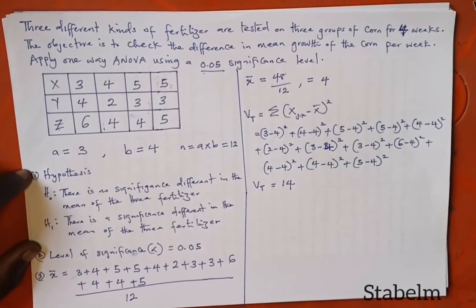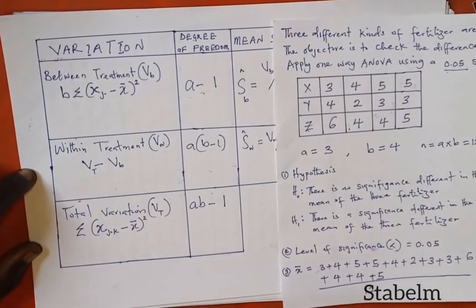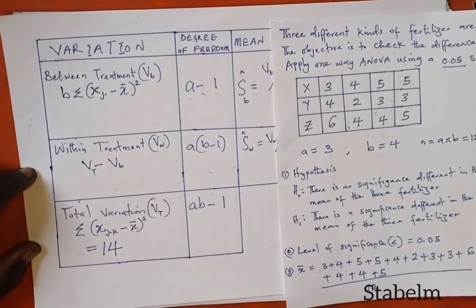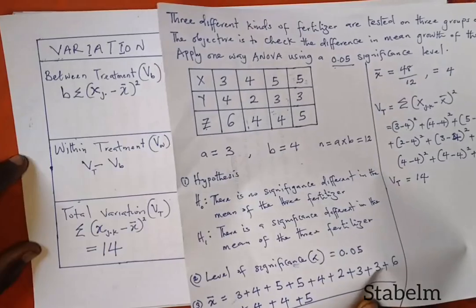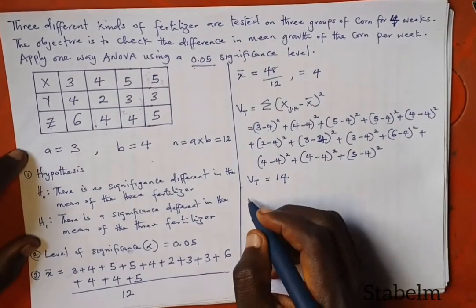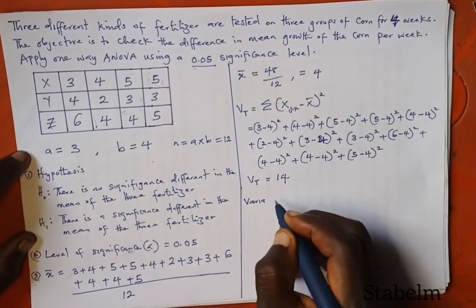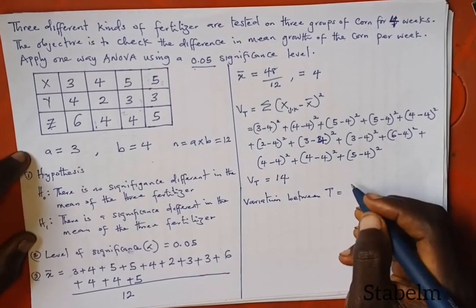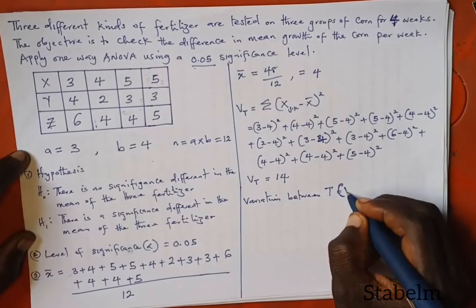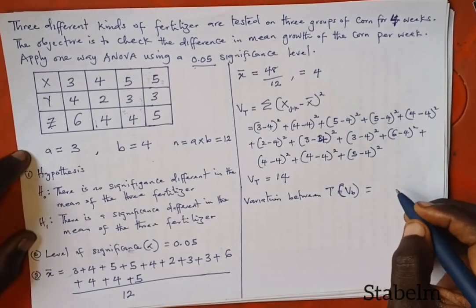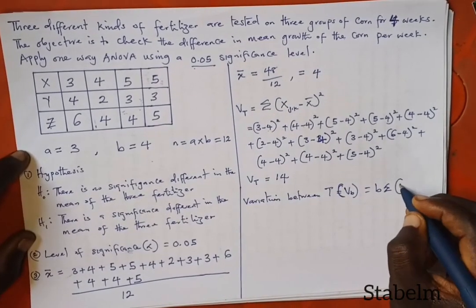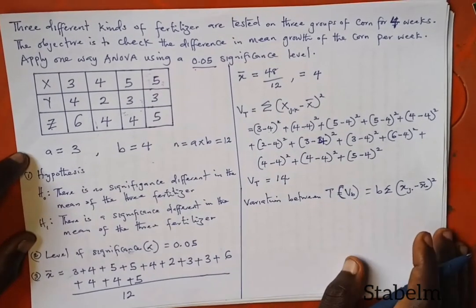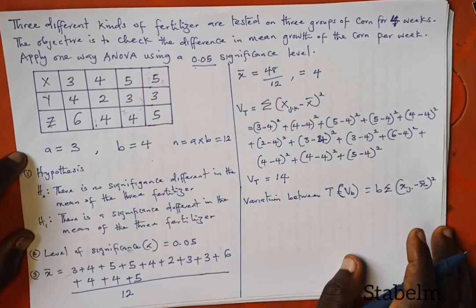Okay, so let's go back to the table. Our V total here equals 14. Let's just fix 14 into the table. Now we need variation between treatment. There is a V subscript B, and the formula we have is b times the summation, in brackets, of x j dot minus x bar, all squared.